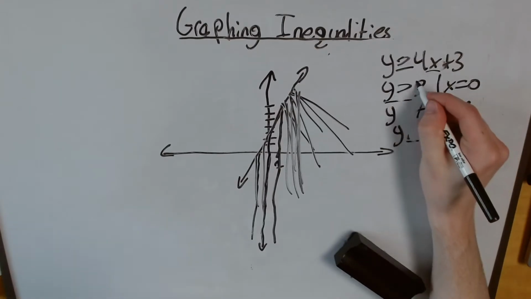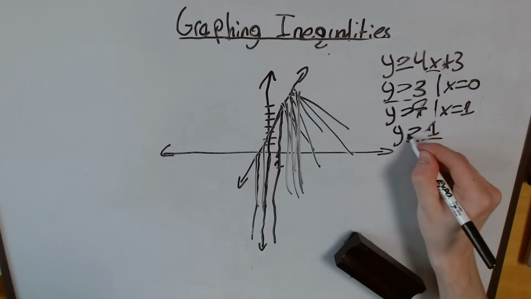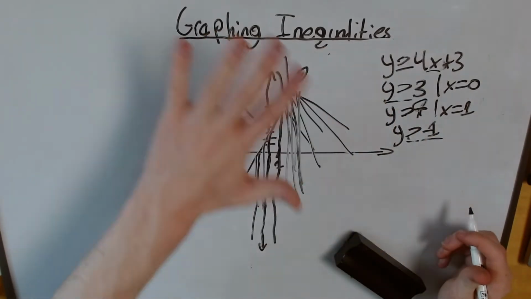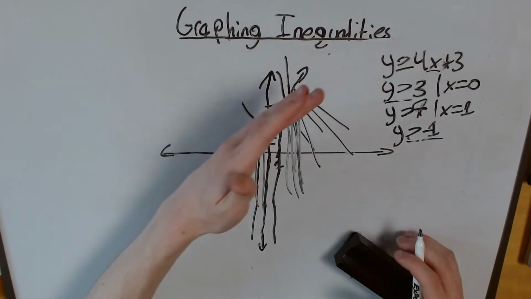So now we have y is greater than 3, and y is greater than 7, and y is greater than negative 1. So in this case, our values would start going upwards, and we'd shade in all the points on this side of our graph.